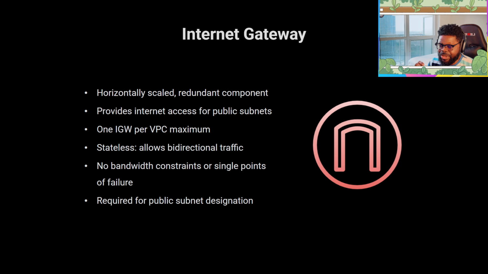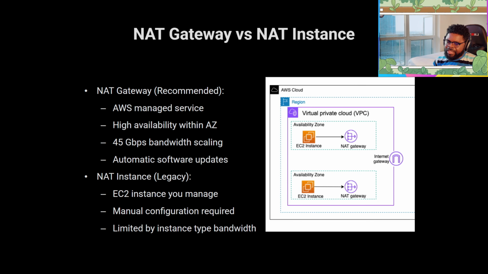It allows bidirectional traffic, obviously. When you send traffic to the internet, you want to get a response, right? So no bandwidth constraint or single point of failure. Obviously, it's a managed service. AWS handles the scaling behind the scenes, right? It's required for public subnet designation, meaning if you want to go from the public subnet to the internet, you need an internet gateway to route you. Okay. So if you look at the diagram, we saw that for a public subnet, you need an internet gateway, right? That one is straightforward. But for the private subnet, you need a NAT gateway, right?